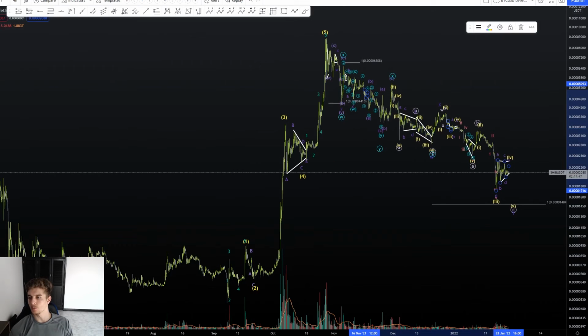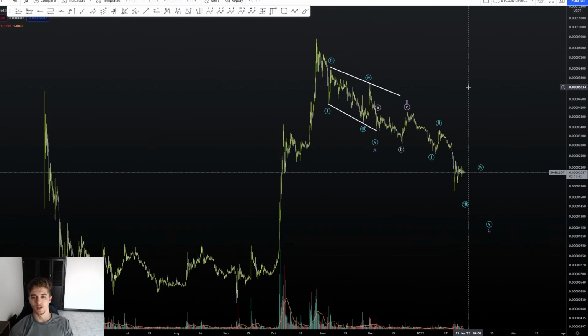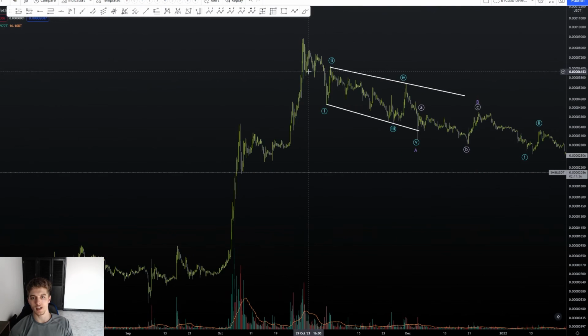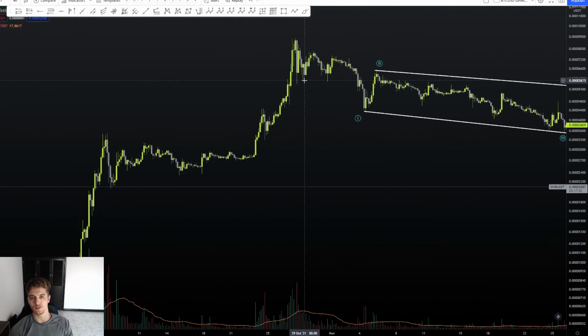Let's put all these in the proper folder. The next count I'm going to show you guys is much more simple. Like I mentioned, it's a zigzag where this is a leading diagonal. So this would be a 1, 2. So it actually makes a nice zigzag. The only thing is this section right here, it's hard to get 5 waves out of it.